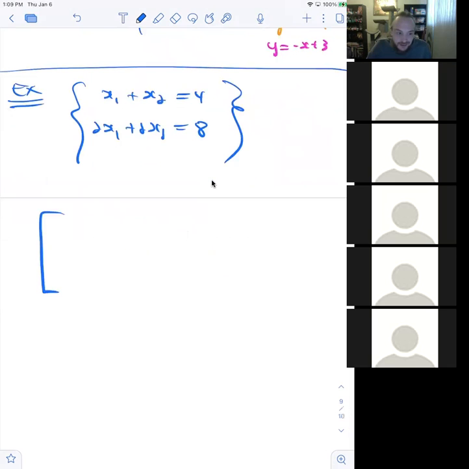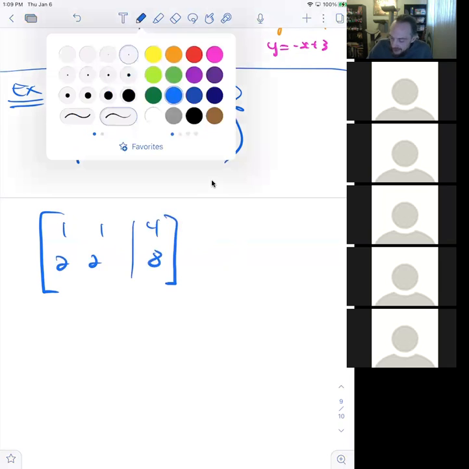Augment the matrix. It doesn't matter where it came from or what the solution is. How do I tell what the solution is? In the last non-zero row, or last row, if it is 0 in this case, of the REF is where I'm going to decide whether I have one solution, no solution, or in this case, infinitely many solutions. So I write this down as 1, 1, 4, 2, 2, 8. This is the augmented matrix.